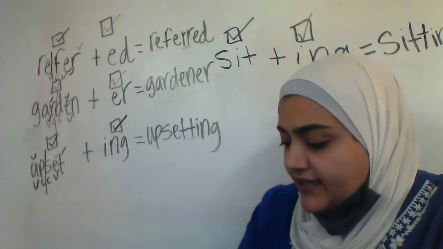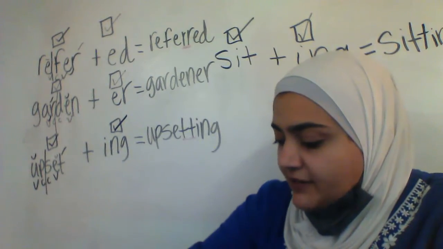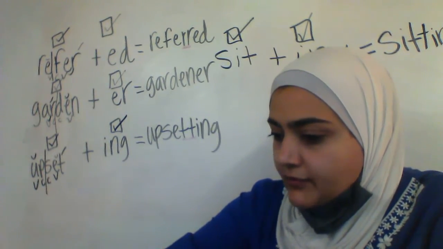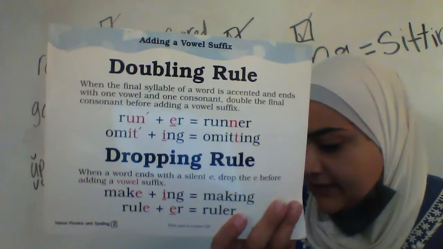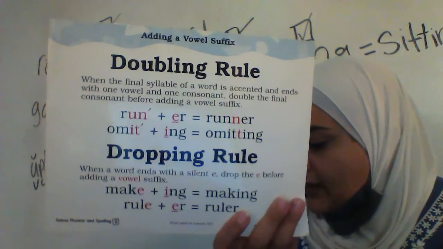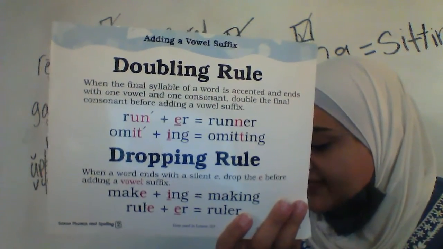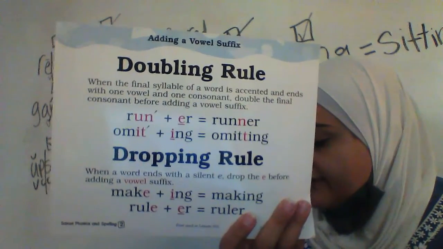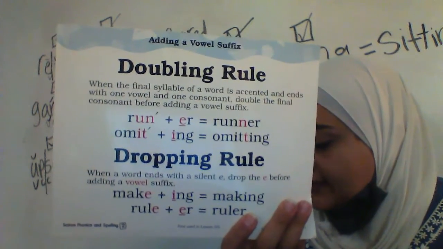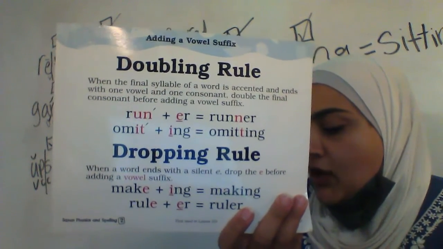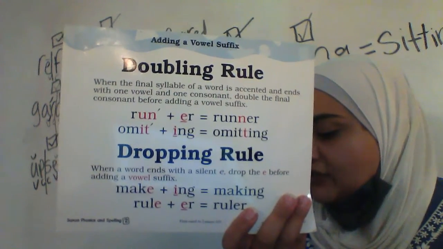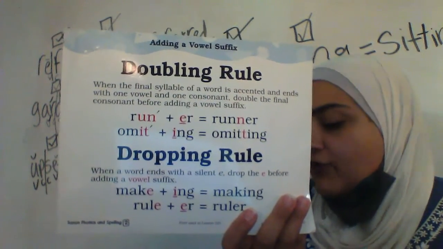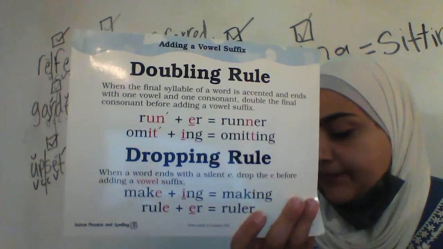Let's read this rule again. It says that when the final stable syllable of a word is accented and the word ends with one vowel and one consonant, I'm going to repeat that again. When the word ends with one vowel and one consonant, you double the final consonant before adding a suffix.